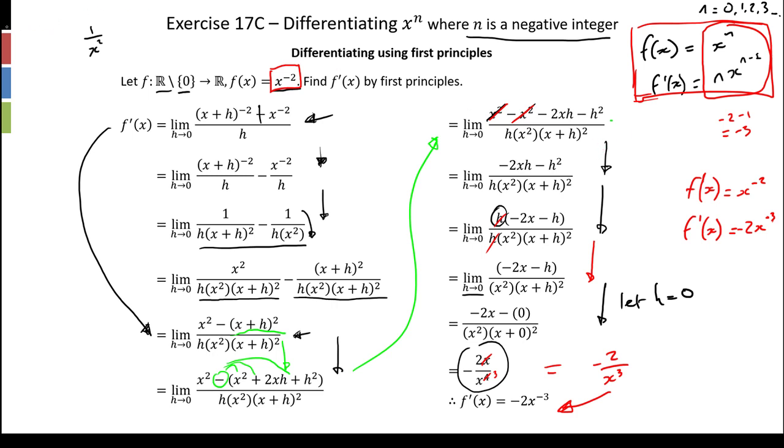So 17c is no different to 17d. Always multiply by the power and then subtract 1 from the power, and that'll give you the derivative of x to the n.